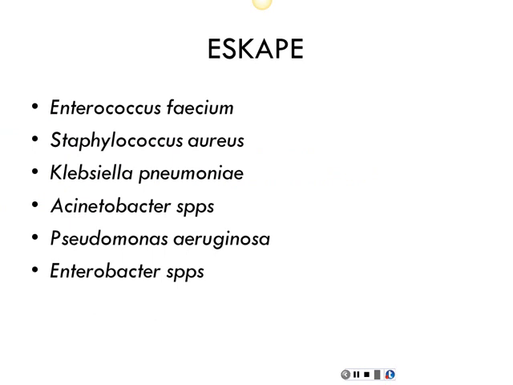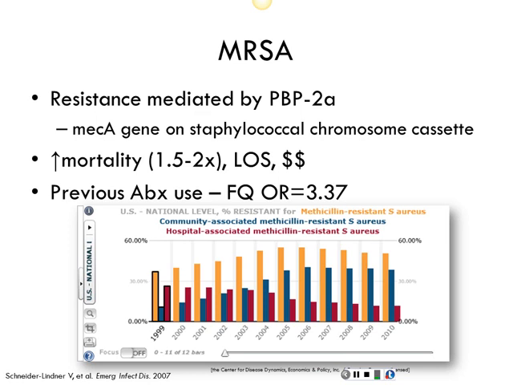I don't know what this slide is for, but I think it's to say that ESCAPE are the pathogens that we're worried about resistance in. So staph, Klebsiella, and Pseudomonas are our big concern, the ones that we will run into the most that have resistance, and we're going to talk about them specifically. MRSA is mediated by the PBP2a penicillin binding protein alteration through the mecA gene, which is on the staphylococcal chromosomal cassette. So when you run the genotyping on that, that's the mecA gene that ends up popping up.